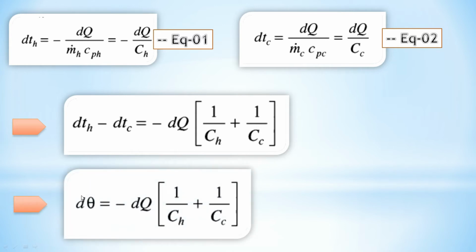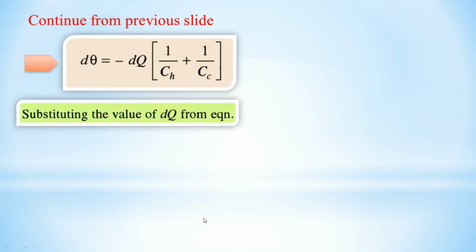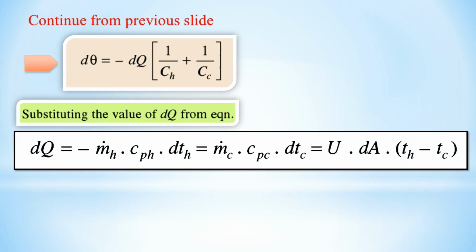We know that d theta is the temperature difference of hot fluid and cold fluid. So dTh minus dTc equals d theta equals minus dQ in bracket 1 upon Ch plus 1 upon Cc, where Ch means heat capacity for hot fluid and Cc means heat capacity for cold fluid. Now substituting the value of dQ from the equation, in the first slide we have already discussed, this is the fundamental equation of heat transfer.